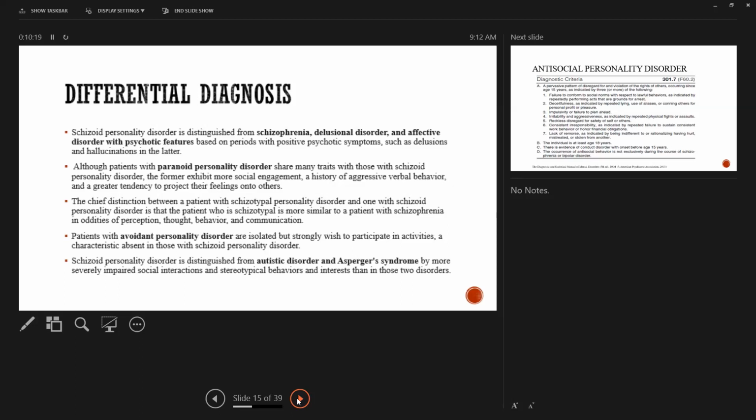And a patient with schizotypal personality disorder, we can say that he or she will be more similar to a patient with schizophrenia because there will be oddities in perception, thought, and behavior. And a patient with avoidant personality disorder is also isolated, but he or she will wish to participate in activities. And a patient with schizoid personality disorder will be distinguished from autistic disorder or Asperger's syndrome by more severely impaired social interactions and stereotypical behaviors and interests than in those two disorders.